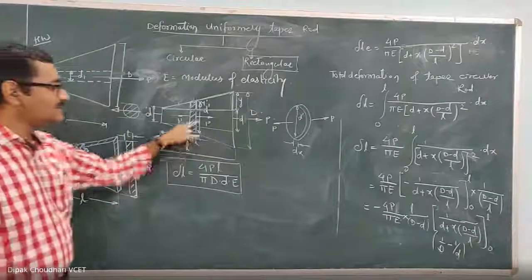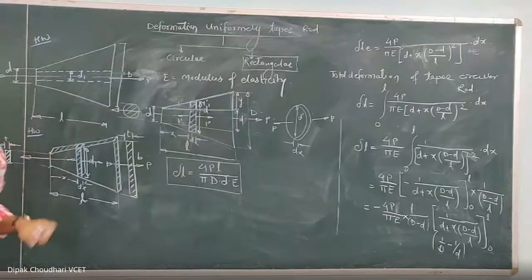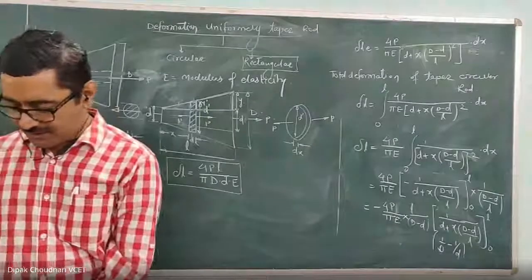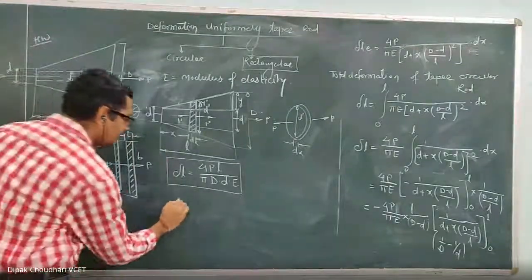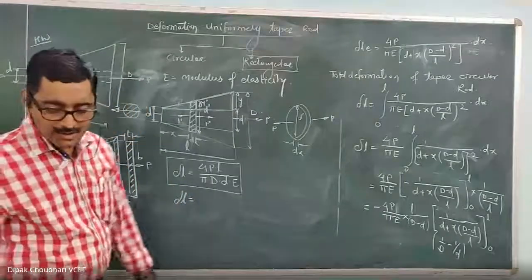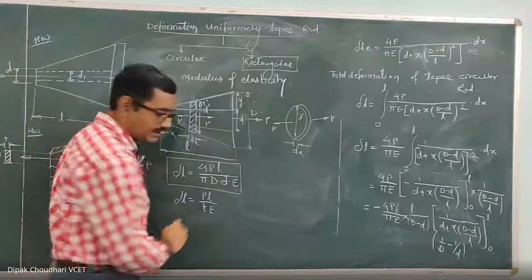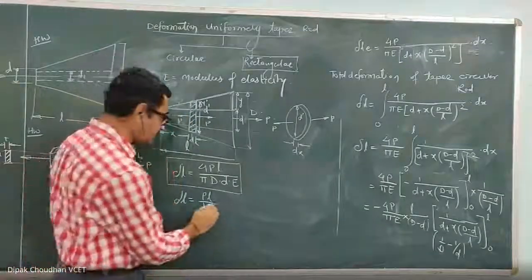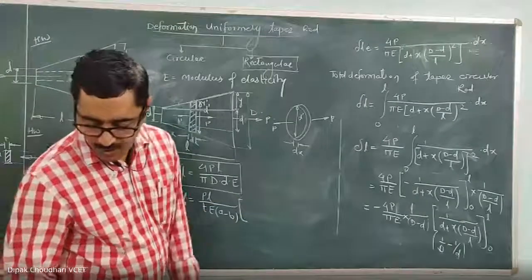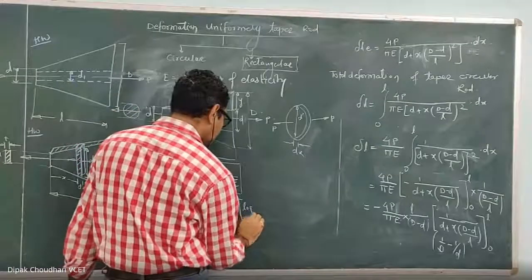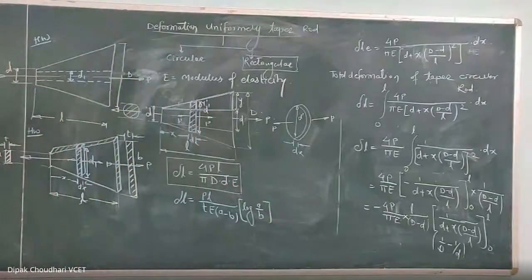Okay, and this is the formula. For the circular one don't remember the formula, but for rectangular you have to remember the formula. For rectangular, the formula comes out to be delta L equal to PL upon T into E into (a minus b) into log of a upon b. Here, this is the formula.